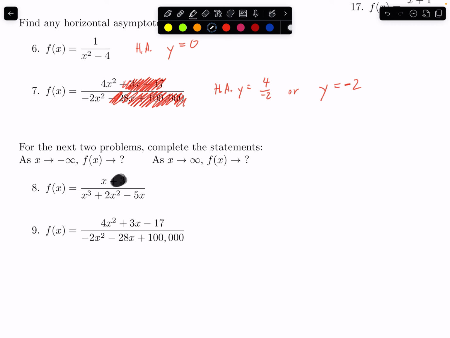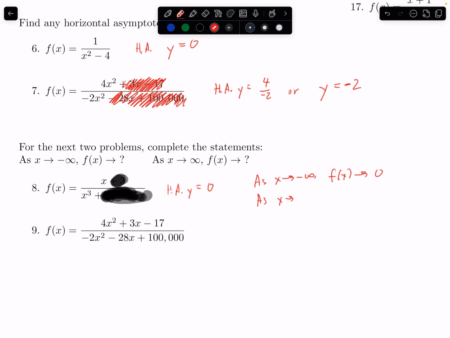In this case, again, I don't care about these other terms. I only care about the leading term. I've got x compared to x cubed, so my horizontal asymptote is y equals 0. Now, as x goes to -infinity, f of x approaches 0. And as x approaches positive infinity, f of x also approaches the same 0. It's as easy as that.